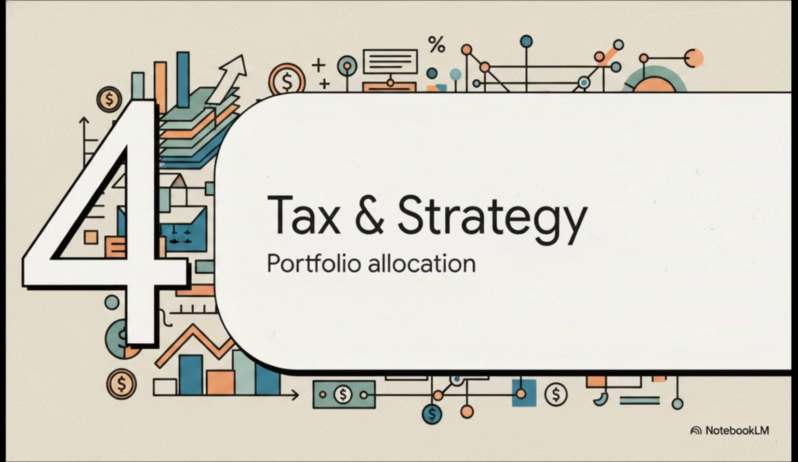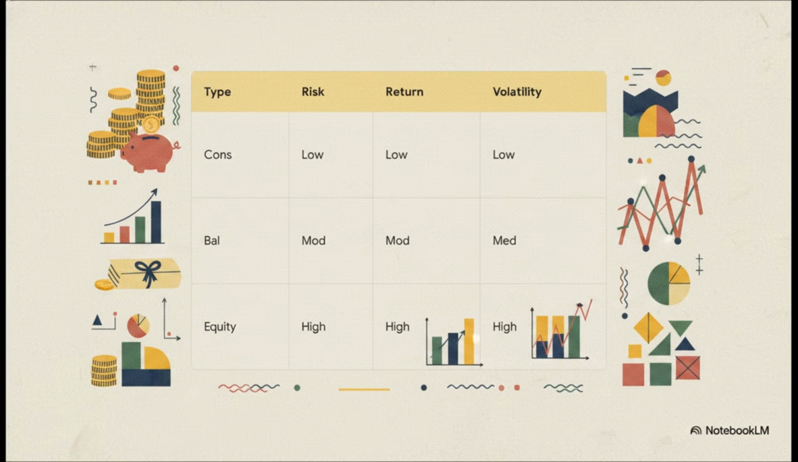All right, Section 4, Tax Implications and Portfolio Strategy. Let's look at the math and see how these funds fit into a broader master plan. Looking at the risk and return matrix here, you can clearly see exactly where conservative funds sit relative to balanced and equity funds. They offer low risk, low return, and low volatility since they're focused almost entirely on bonds and cash. In a well-diversified portfolio, a highly risk-averse investor or perhaps a retiree might allocate 60 to 80% of their total wealth right here in this conservative column. It perfectly balances out the higher volatility of their equity holdings.